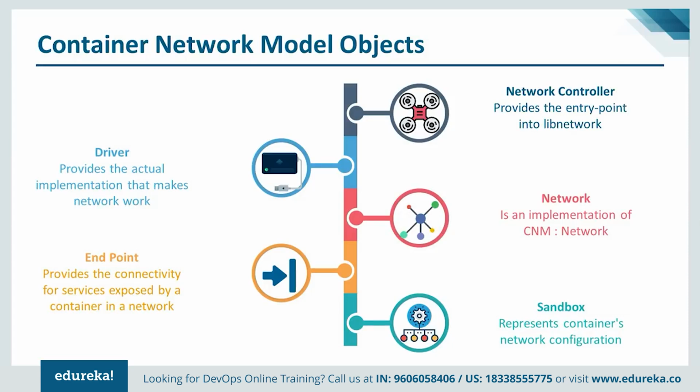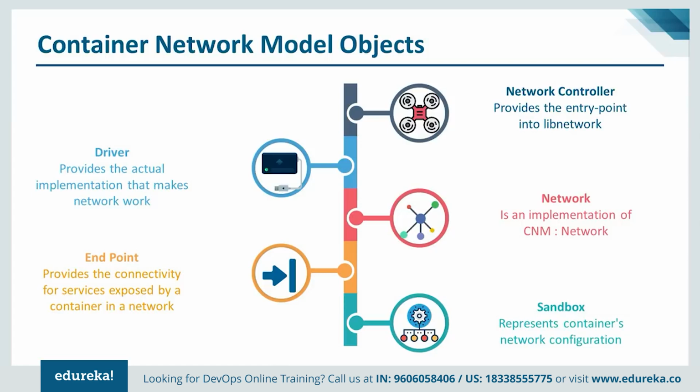The connectivity can be within the same host or across multiple hosts. After that, the next object that we have is endpoint. As I discussed before, endpoint mainly represents a service endpoint. So it provides the connectivity for services exposed by a container in a network with other services provided by other containers in a network. So the network object provides the APIs to create and manage endpoints, and an endpoint can be attached to only one network.